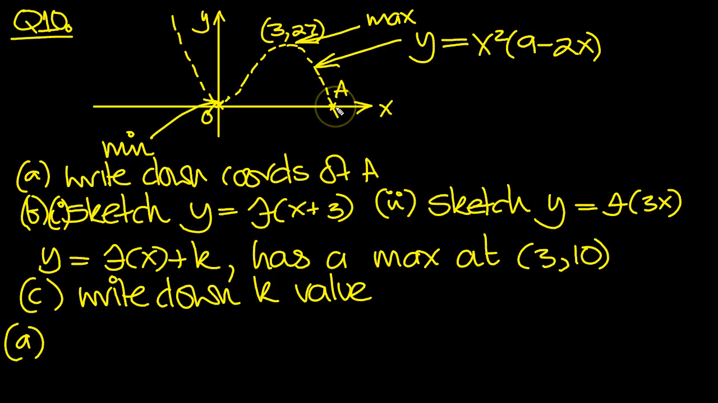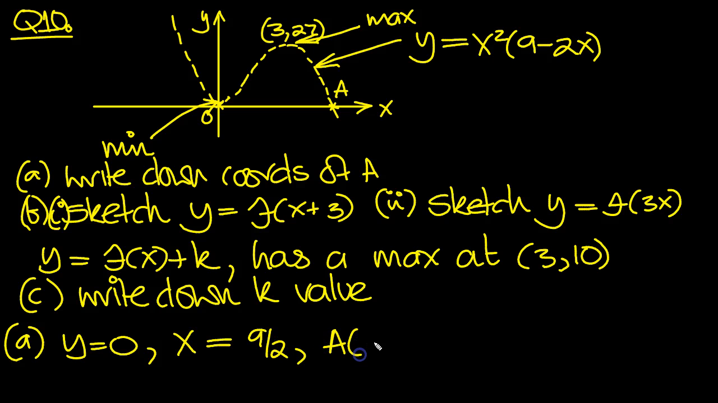Well, y equals 0. And when y is 0, this is 0, and the non-zero point will be when this bracket is 0, won't it? So x must equal 9 over 2. So A has coordinates 9 over 2 and 0. It just asked us to write them down.